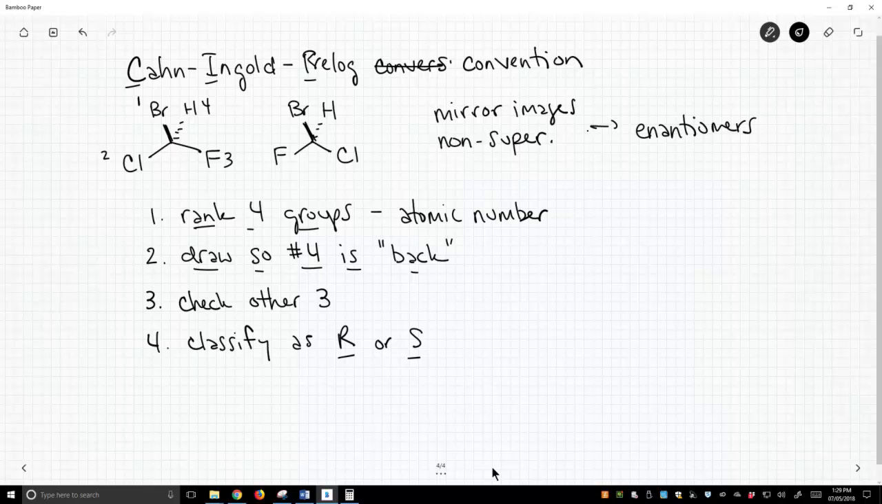Now let's check the other 3 groups. To go 1, 2, 3, we are going in a counterclockwise fashion, or a circle, around this atom. If it's counterclockwise, that is the S stereochemical assignment. So R would be clockwise, and S is counterclockwise. So we would say this molecule on the left has the S configuration.